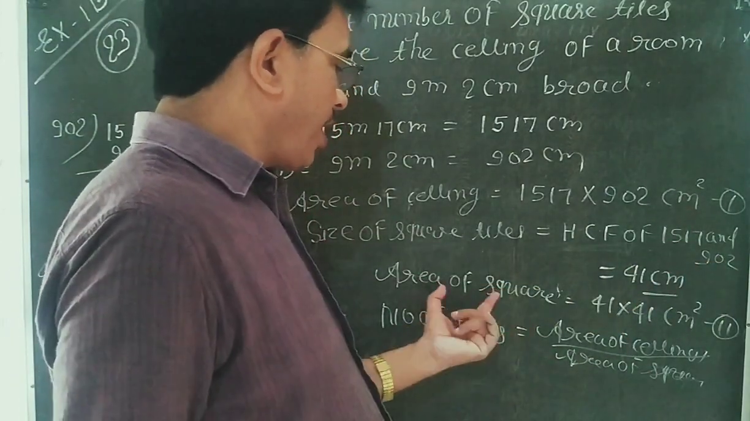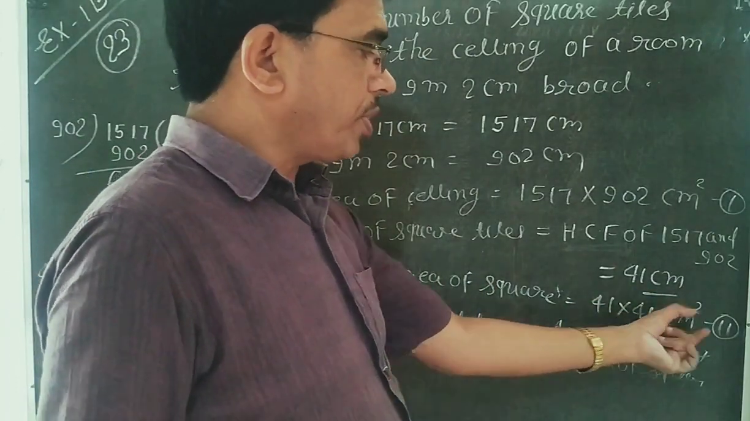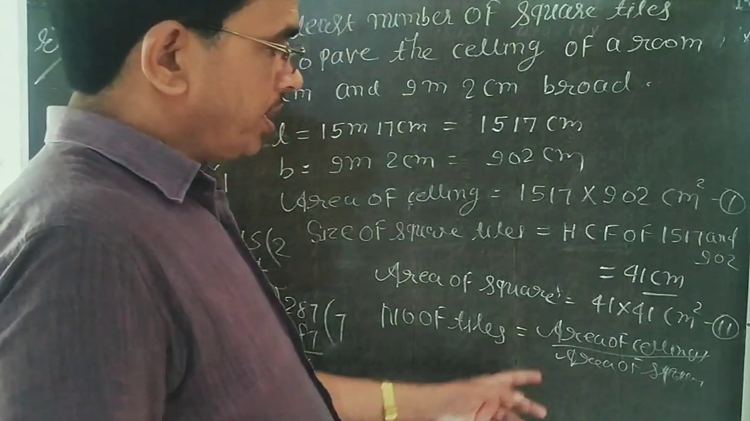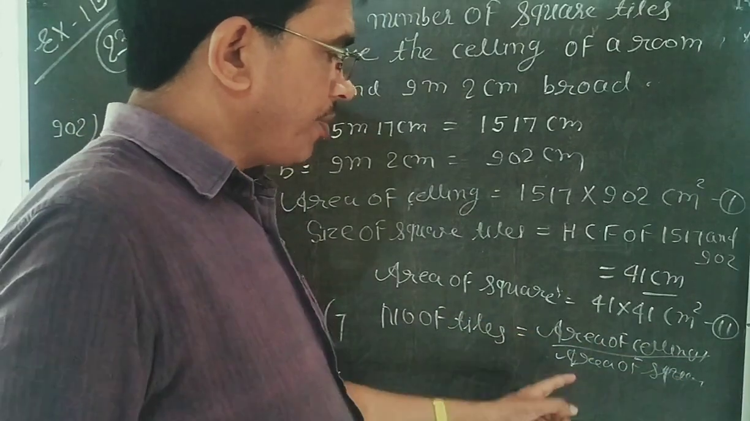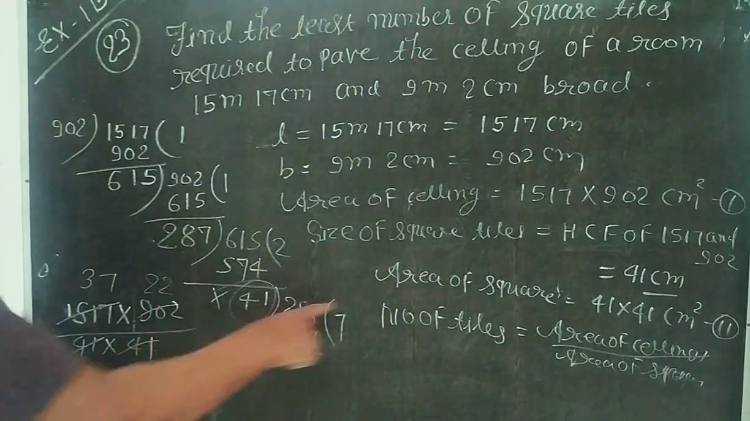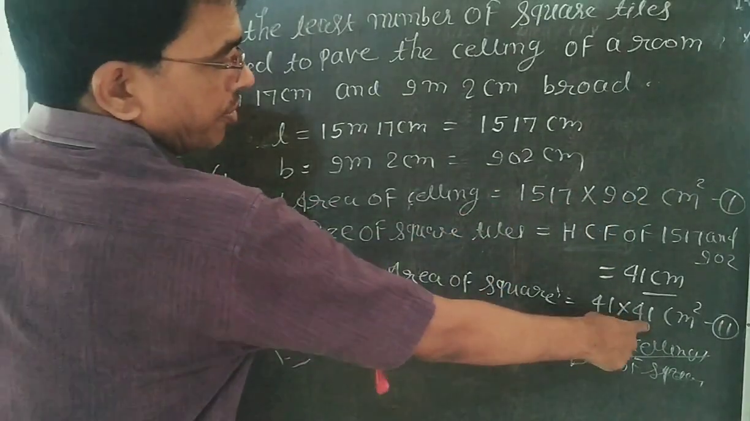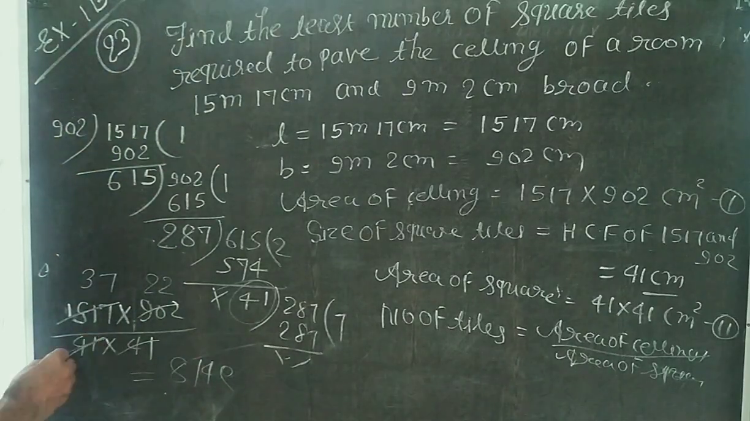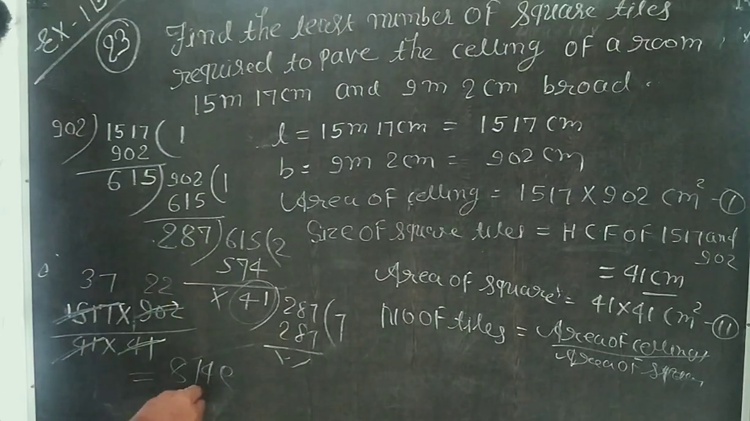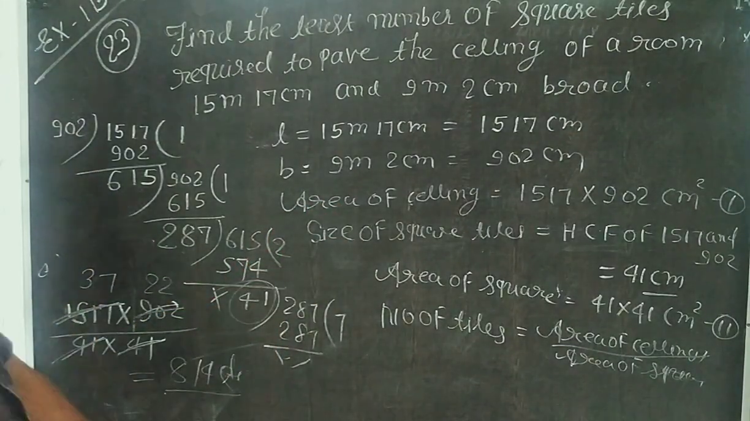So what is the area of this square tile? It is 41 into 41, that is 41 into 41 cm square. Now what is the number of tiles? So we write area of ceiling divided by area of a square tile. The area of ceiling is 1570 into 902, divided by area of tiles, 41 into 41. Dividing, 41 37 times and 41 22 times, and then you multiply, you get 814 tiles required to pave the ceiling.